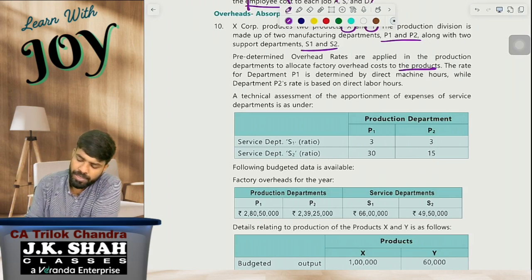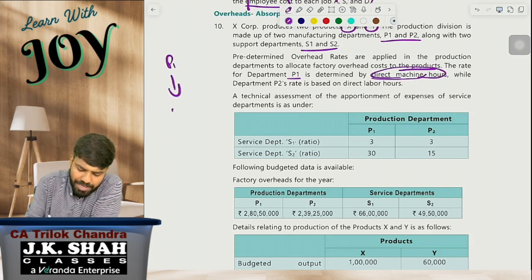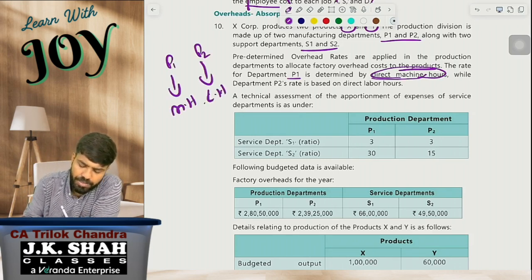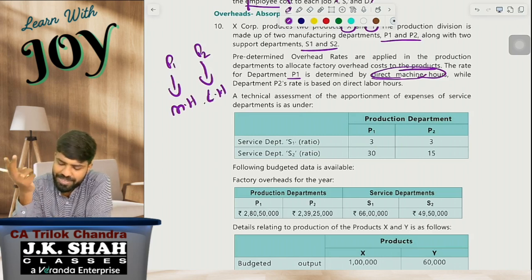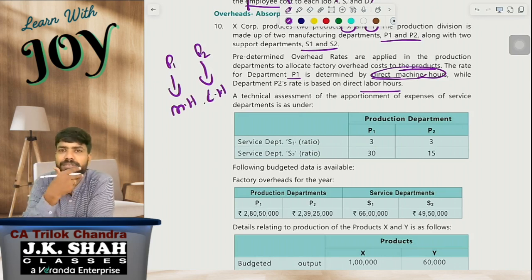Okay, next. The rate for department P1 is determined based on direct machine hours. That means P1 department is based on machine hours, P2 department is based on labor hours. There are two different base quantities. P1 based on machine hours, P2 based on labor hours.